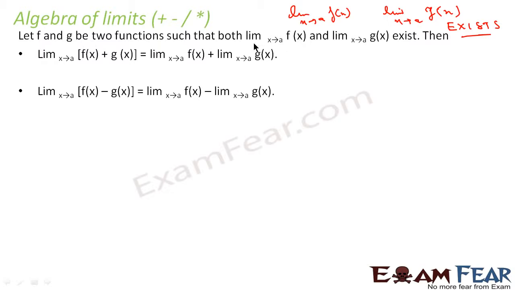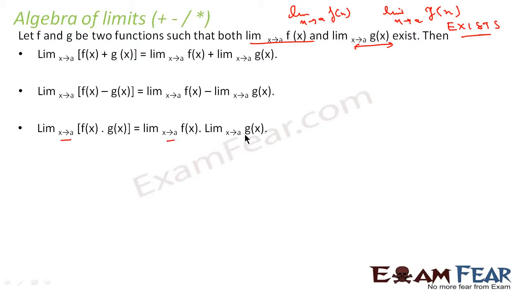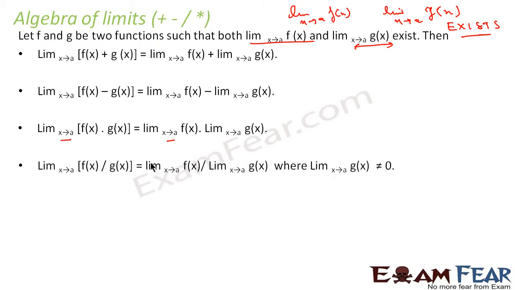That is, there are two functions, and the limit of f(x) as x tends to a and the limit of g(x) as x tends to a both exist. Then if you add these two and take the limit, that is similar to taking the individual functions' limits and adding or subtracting them. Similarly, in case of multiplication also, the limit of f(x) times g(x) where x tends to a is similar to the limit of f(x) where x tends to a times the limit of g(x) where x tends to a.